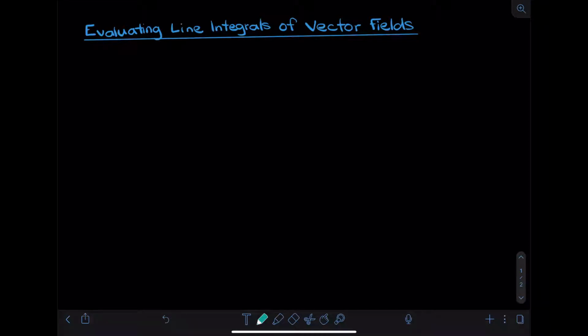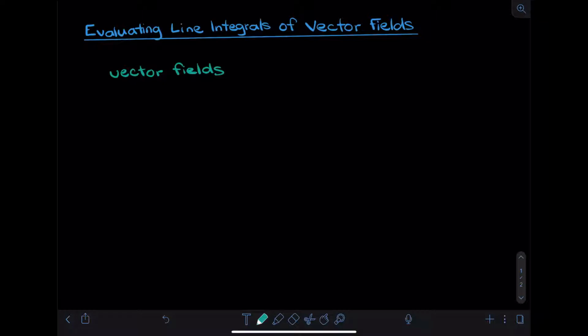Previously, we were looking at evaluating line integrals of scalar fields. In this video, we want to do the same thing. However, we're going to be looking at vector fields. So we'll be using vector fields. So first, I just want to go over briefly what we mean when we say a vector field.